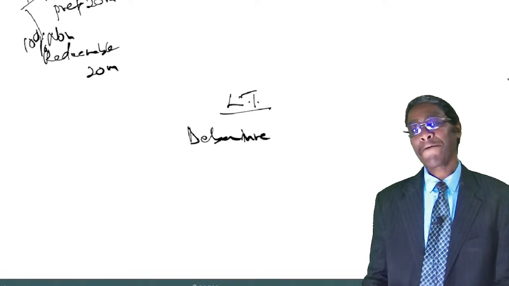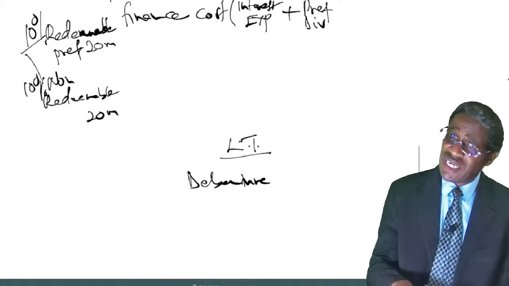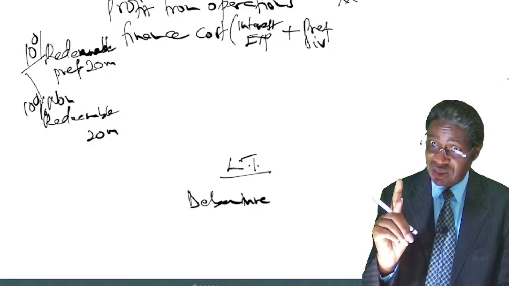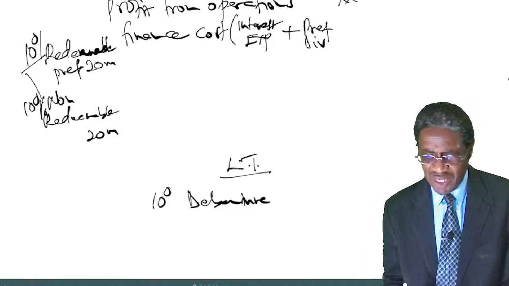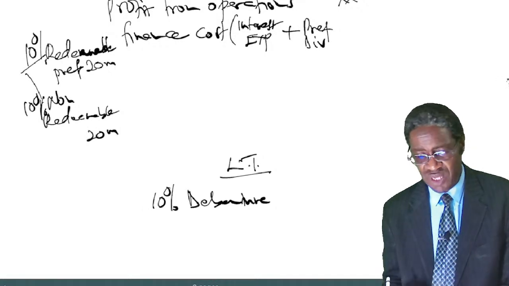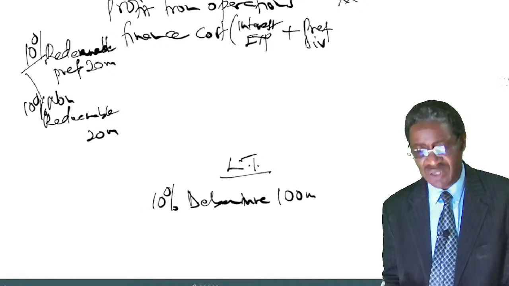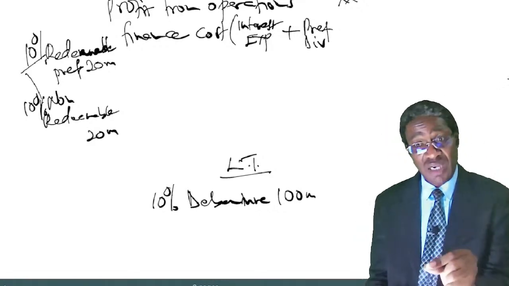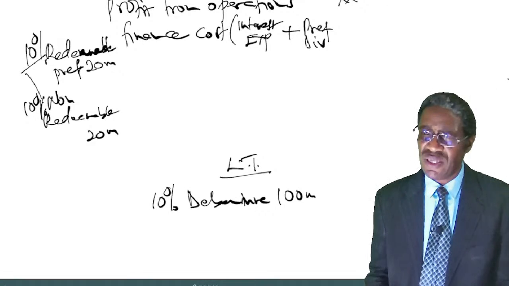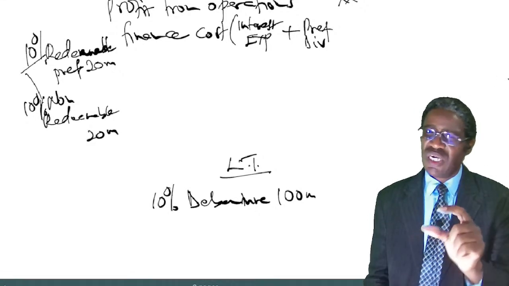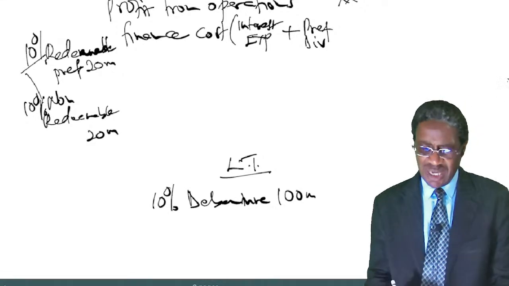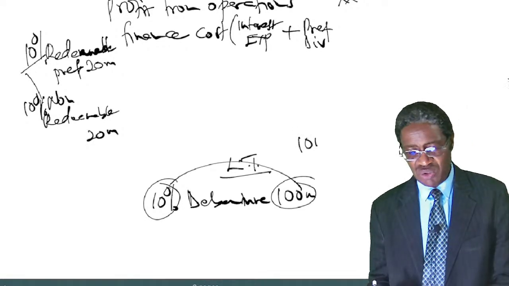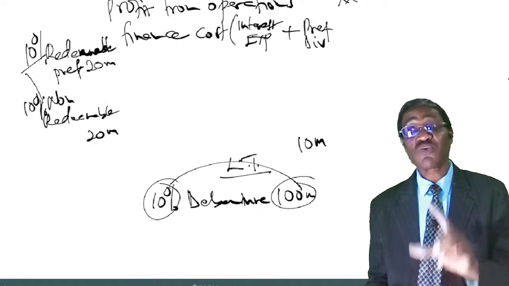Now listen. Now that debentures are a long-term liability, if you issued as a company a 10% debenture whose nominal value is 100 million, it means that this year you are supposed to pay your debenture holders interest of how much? 10% of 100 million, that's an amount of 10 million. That's what you're supposed to pay them.